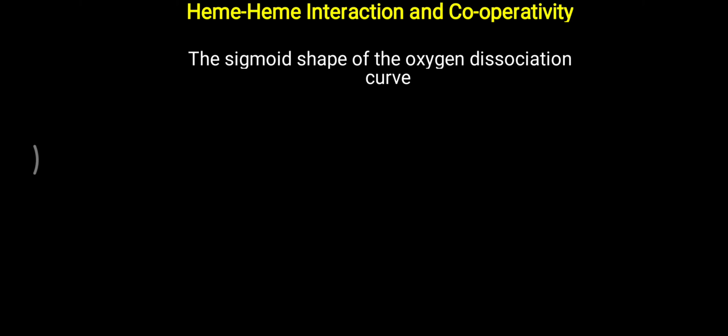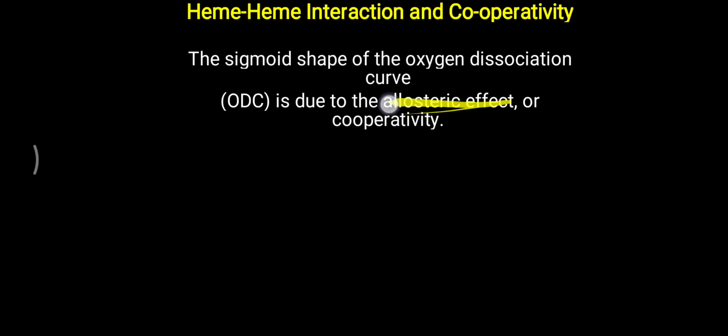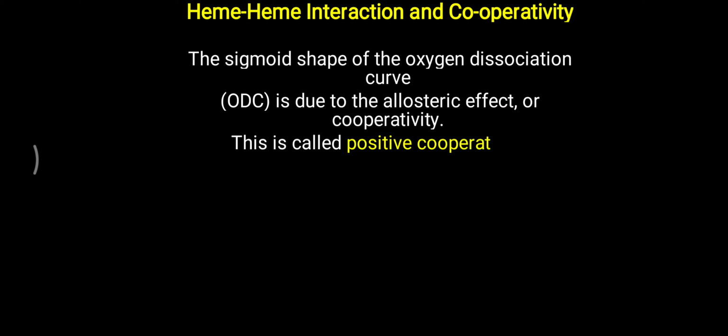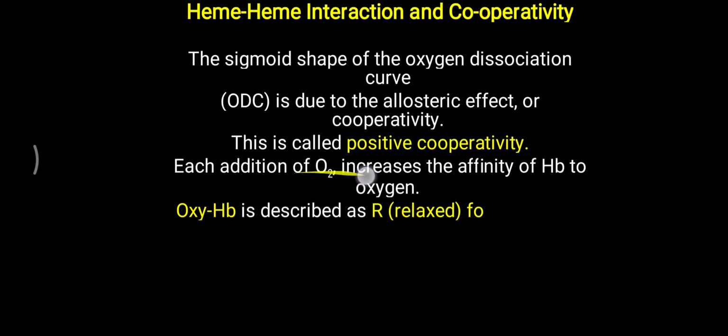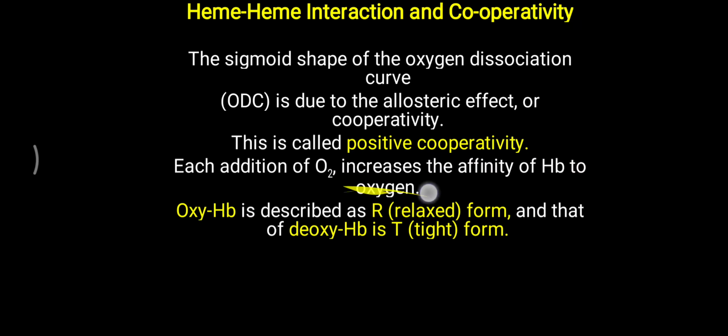So the sigmoidal shape of the oxygen dissociation curve is basically due to the allosteric effect or co-operativity, and that is called positive co-operativity. Simply we have said that oxygen is transported by the hemoglobin. One hemoglobin contains 4 heme residues. Each heme residue will take one oxygen molecule. So every time oxygen is added over the heme residue, there is more affinity of hemoglobin for the oxygen. So each addition of oxygen increases the affinity of hemoglobin for the oxygen.